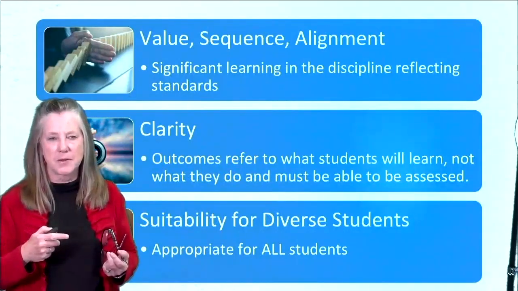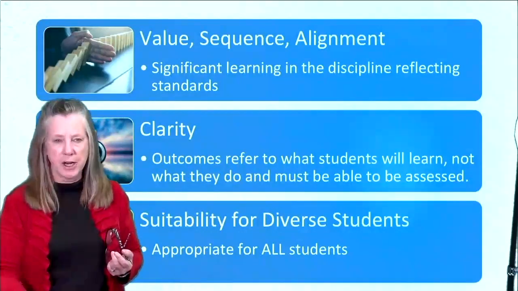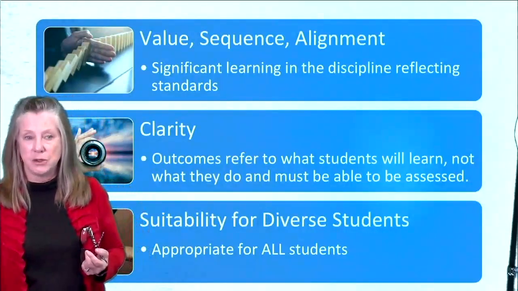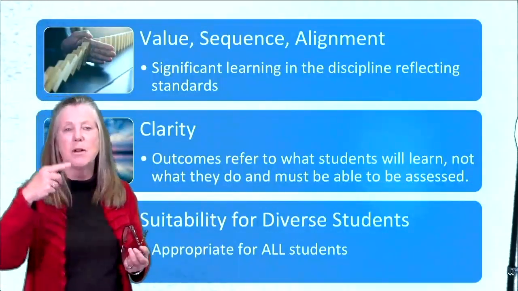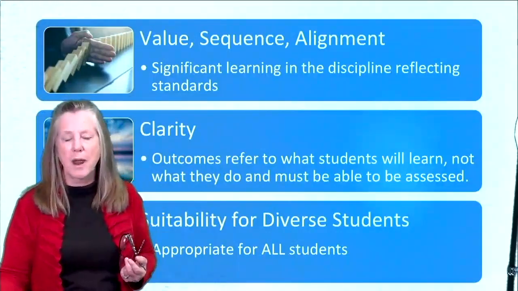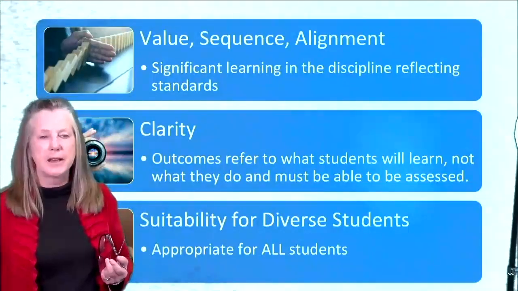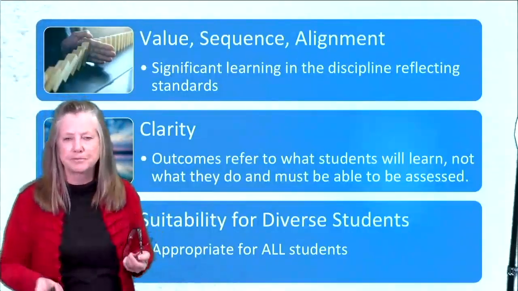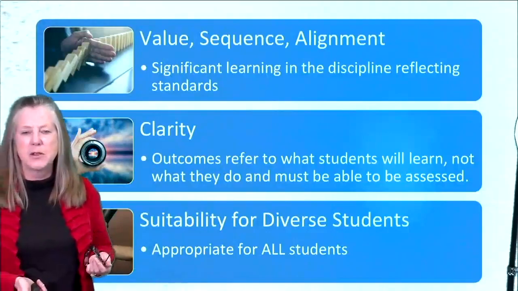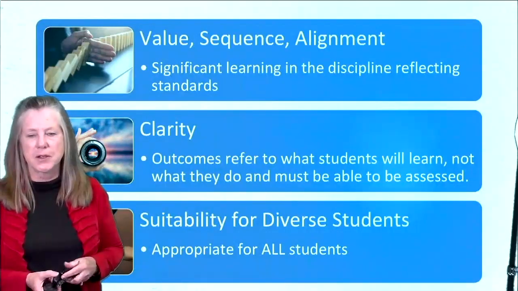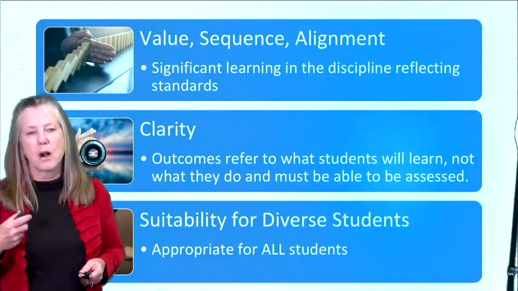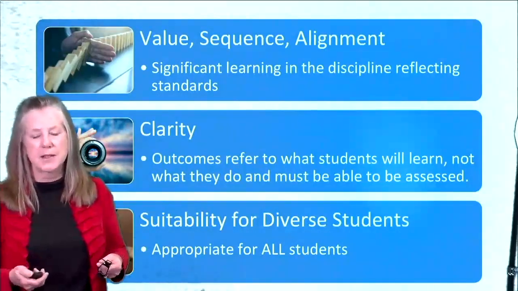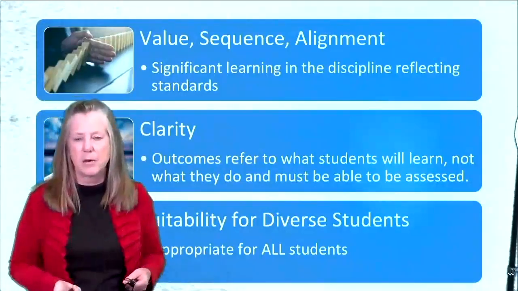This is outcomes. So what will they learn? And again, activities are what will they do. Outcomes are what will they learn. What do you want them to walk away with and even two months later or two years later understand at a really deep level? And then suitability for diverse students: what's appropriate for all students, taking into account all of those things that we talked about in the component before.